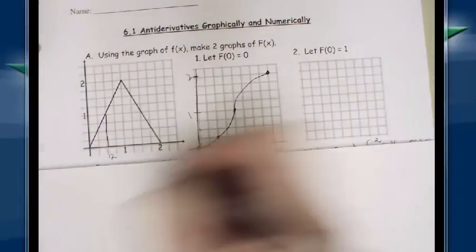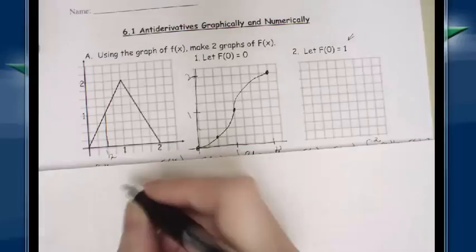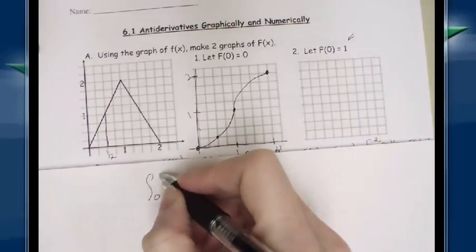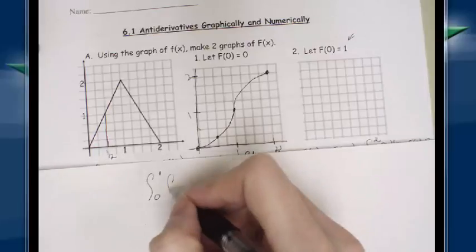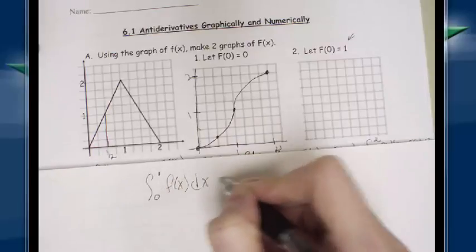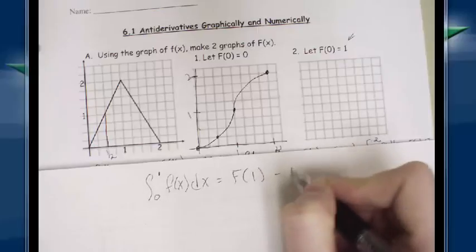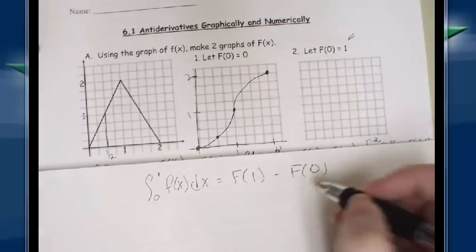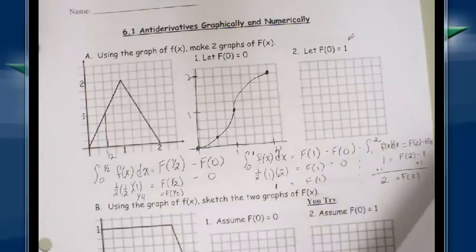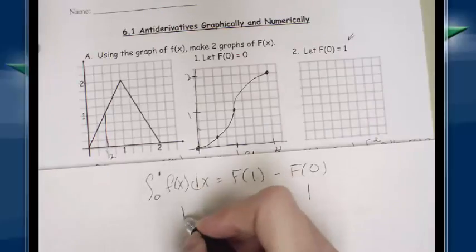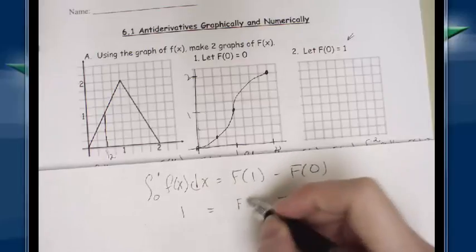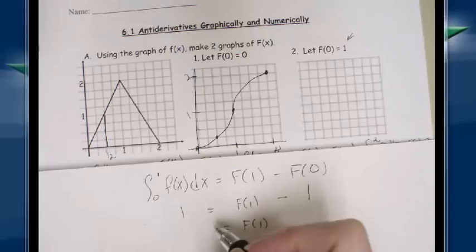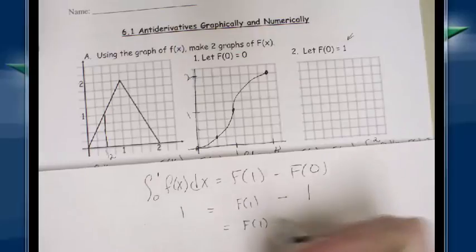So, change here. F of 0 is now 1. So, when I do my work here again, if I go 0 to 1 of f of x dx, it still looks like this. Fundamental theorem, F of b minus F of a, that should be reciting in your brain. Place the 1 there. Now, going back to my work, I learned that this area was 1. So now, F of 1 is, adding the 1 over, 2.